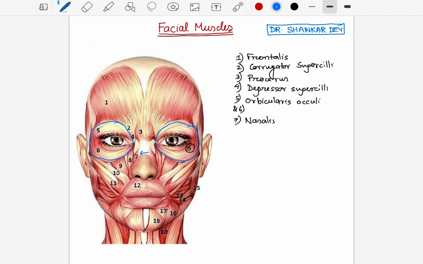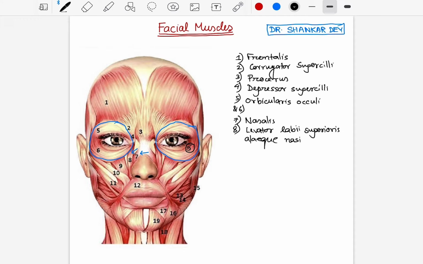Next is number 8. Just lateral to number 7, this is the number 8 muscle. What is number 8 muscle? Number 8 muscle is levator labii superioris alaeque nasi muscle. A very big name, the biggest muscle name in the human body, levator labii superioris alaeque nasi.